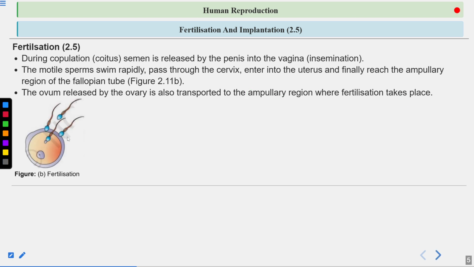So here you can see the fertilization process has been shown. This is the ovum, and the sperms are heading towards the ovum, which is the egg, the female gamete. This is the sperm, this is the head of the sperm. Then the neck, then the middle piece, and this is the tail. Sperms are motile, they can move.